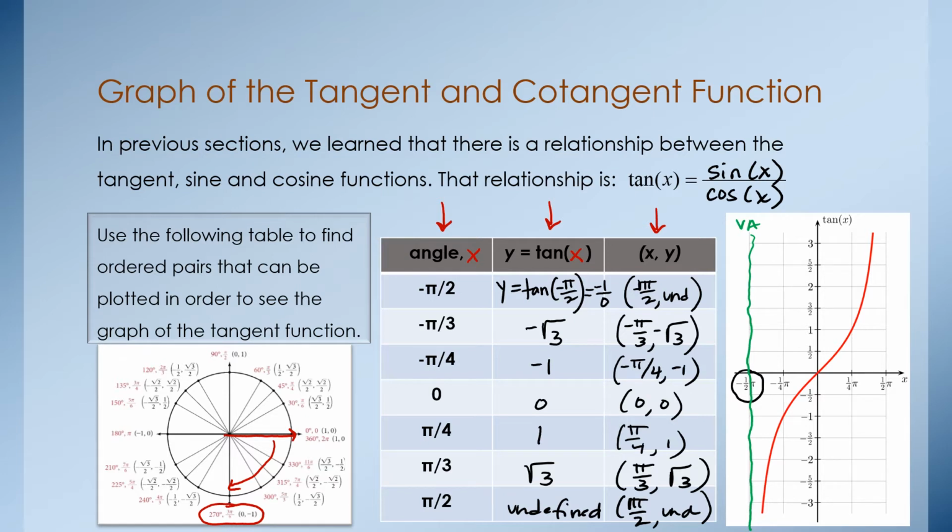Let me jump to negative pi over 4 because that's a nice value. At negative pi over 4, I am down here at negative 1, so that matches. I'm at 0, 0. We talked about that. At positive pi over 4, I'm at 1. And then, of course, at pi over 2, I am also what appears to be at a vertical asymptote.